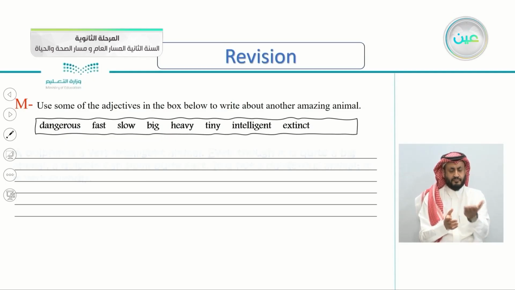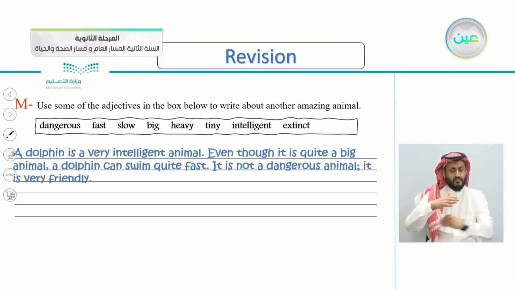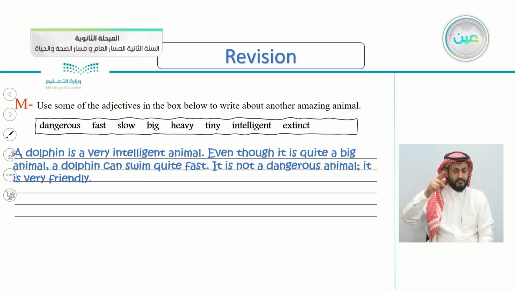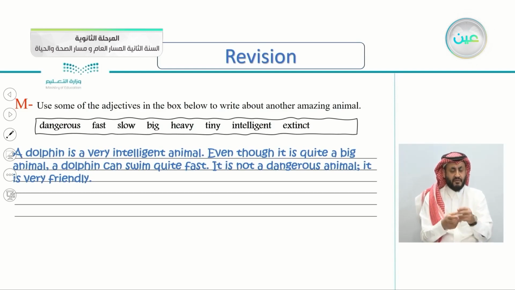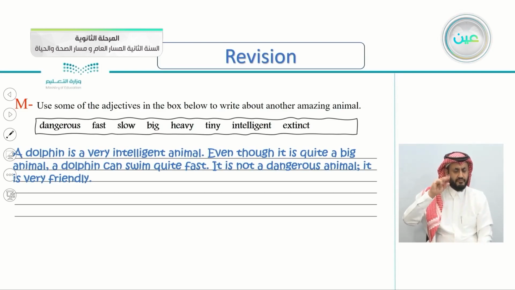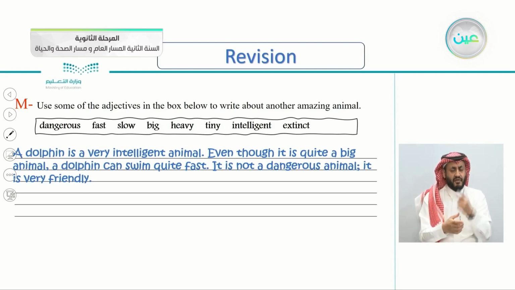For example, here I've written about dolphins. A dolphin is a very intelligent animal, even though it is quite a big animal. A dolphin can swim quite fast. So I used intelligent, big, and fast. It is not a dangerous animal. It is very friendly. So you can use any of these adjectives to write two, three, or four lines about any animal that you choose. And of course, I chose the dolphin. You can choose any animal: the bear, the falcon, the panda, the polar bear, or any other animal.